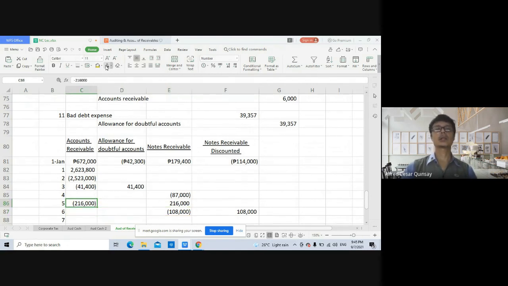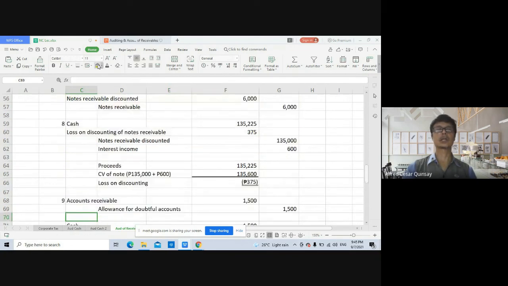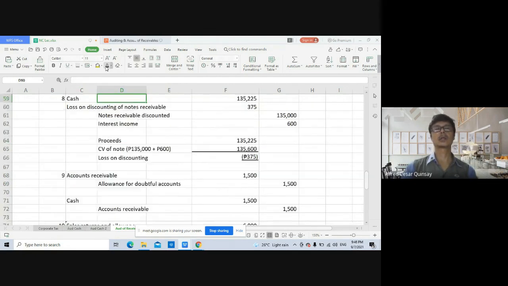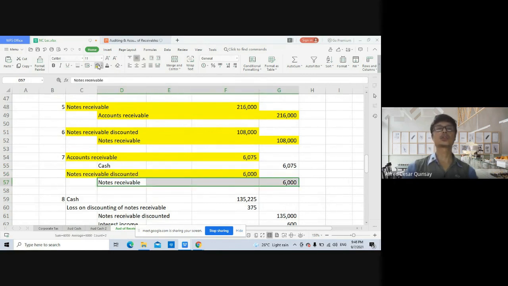Ayan. And then number seven, that's accounts receivable for 6,075 and cash of 6,075. So that's an addition. No? Okay. So, yan. So mas madali siyang ilagay-lagay, i-tabulate dito kasi naka-journal entries. Now, the 8, oh, hindi pa, 7 pa pala rin. No? Okay. Notes receivable discounted of 6,000. Okay. That's a debit and credit notes receivable.